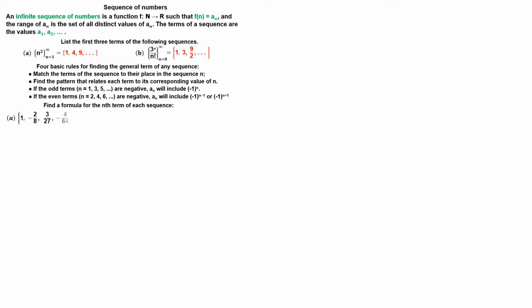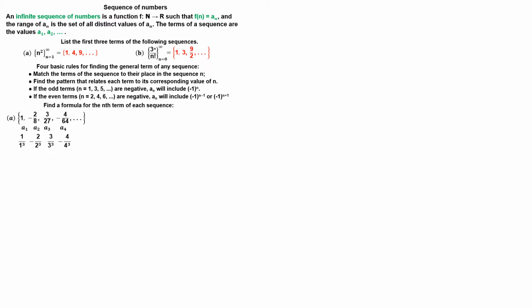We are looking for a pattern of some sort. First, match the terms of the sequence to their place in the sequence n, and then find the pattern that relates each term to its corresponding value of n. Look at the numerator. What do the numbers 1, 2, 3, and 4 have in common? We see that each numerator is the same as the index, starting with n equals 1, without regard to the sign. Next, consider the sequence of denominators. The denominators are the third powers of the positive integers, starting with n equals 1.